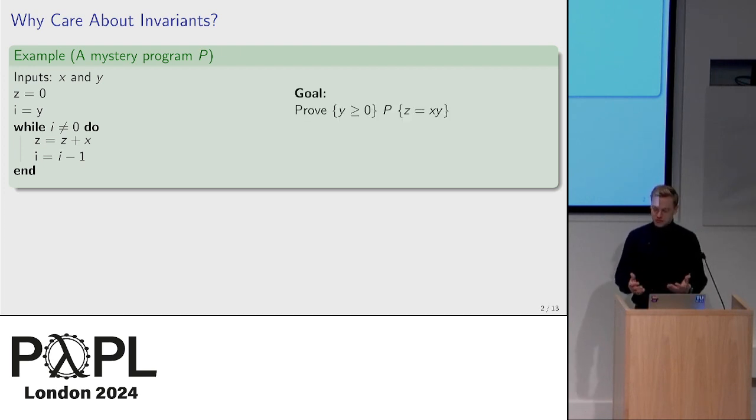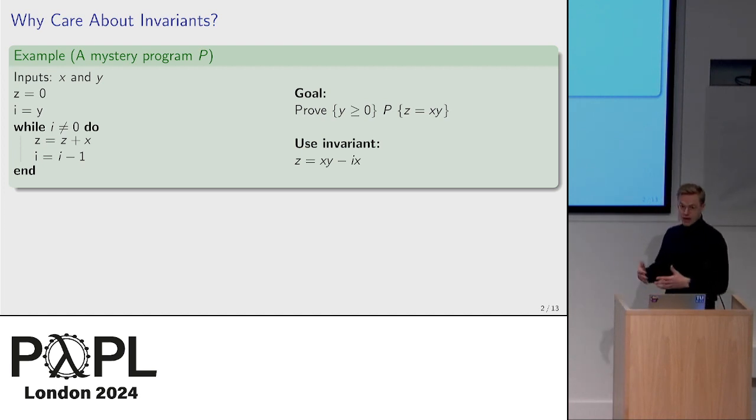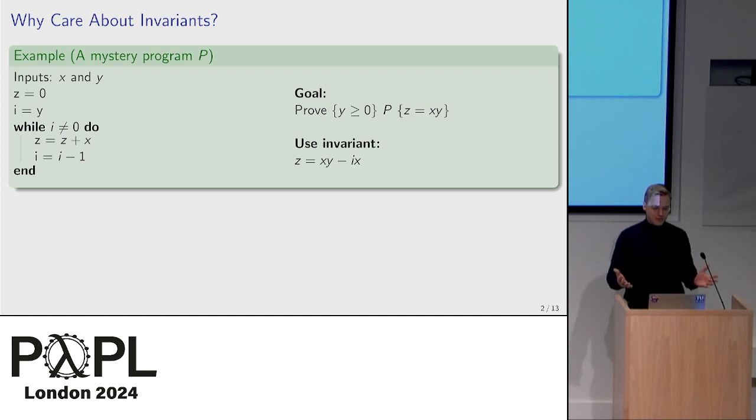But of course, as you know, if you want to prove this formally, because this program contains a loop, what we need is a loop invariant. And the loop invariant we could use for this example to prove that after termination z is going to be equal to x times y would be this invariant, that z is equal to x times y minus i times x. So this is an invariant because intuitively in every iteration z is equal to x times y, but we're still missing i many x's.